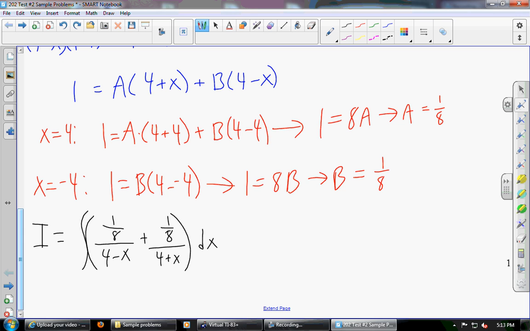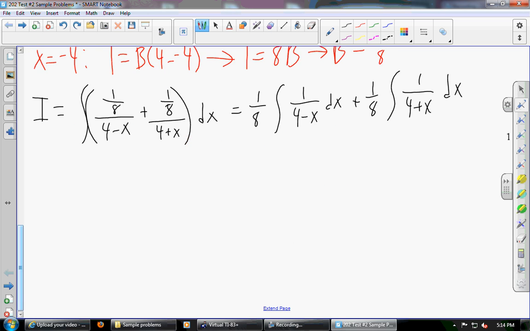Okay, next part here is to do the two separate integrals. I don't know how much detail I want to write here. I guess I'll write a little bit. So this is a 1/8 on the outside, integral of 1 over 4 minus x, plus a 1/8 on the outside of this. You could have pulled just 1/8 out of both of them. That would have been all right. So we get two integrals that we have to do. Both of them are pretty straightforward. They are both u-substitutions.